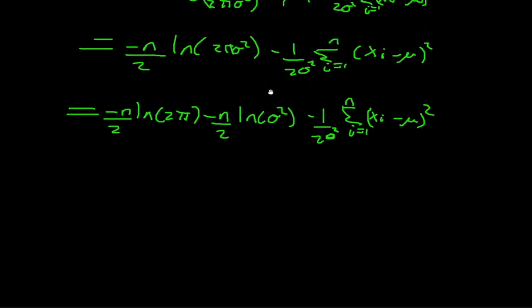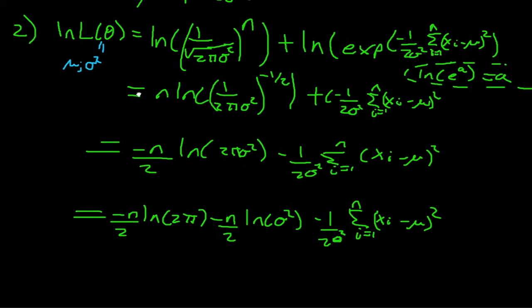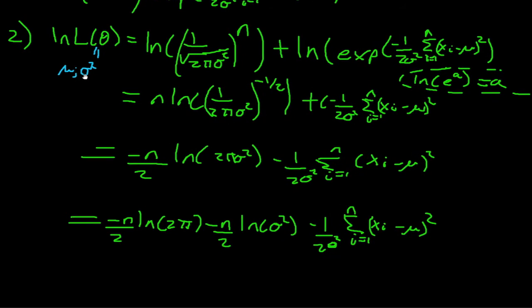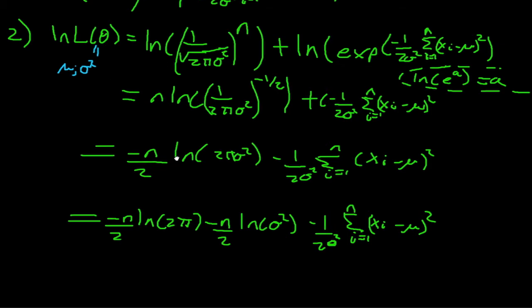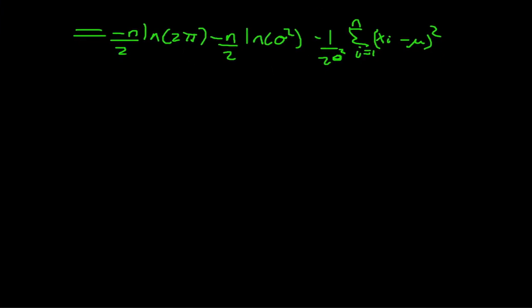Okay guys, so now we have derived the log likelihood function. I see I made a little mistake here. This of course needs to be a function of mu and sigma squared. And now that we have derived this, we will need to find the values of mu and sigma squared that will maximize this log likelihood function right here. And we will need to do them individually. So let's start with mu.